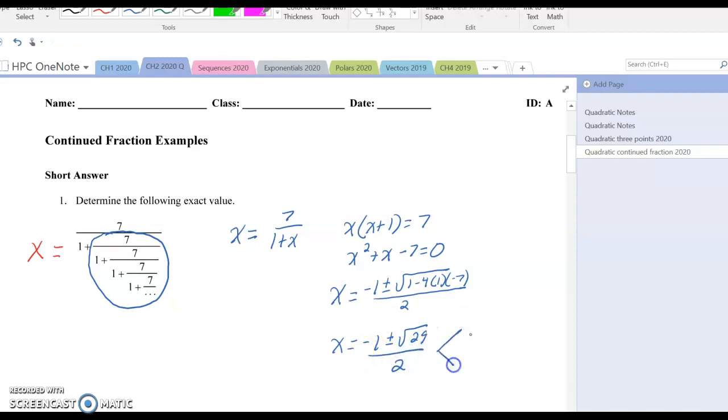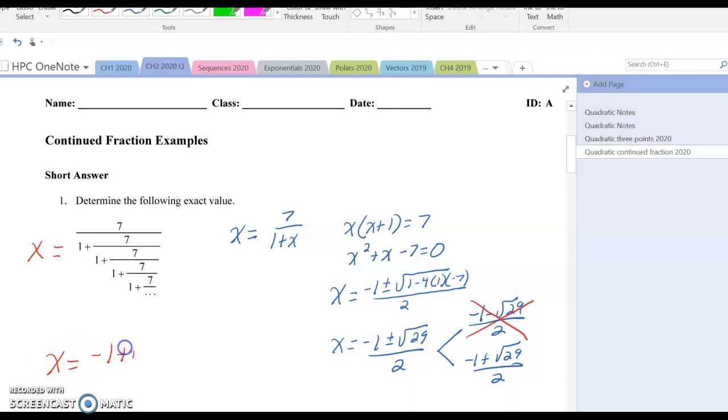Now there are two answers here. Negative 1 minus the square root of 29 over 2, and negative 1 plus the square root of 29 over 2. If you go back to the original problem, that quantity is positive. Since that quantity is positive, this solution in the quadratic equation is incorrect. So the only solution to this problem is negative 1 plus root 29 over 2, because that quantity is positive.